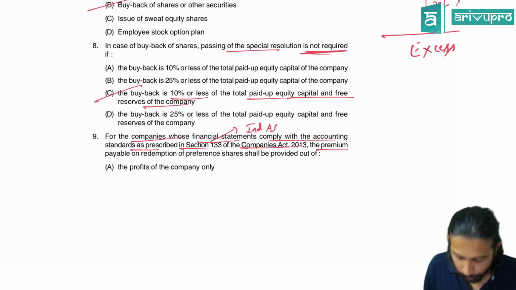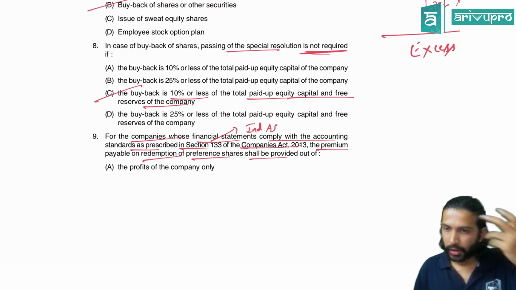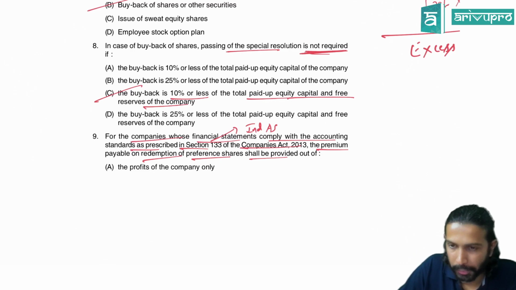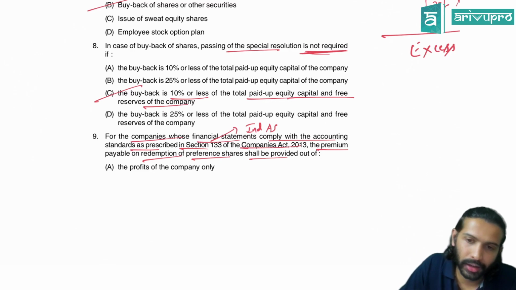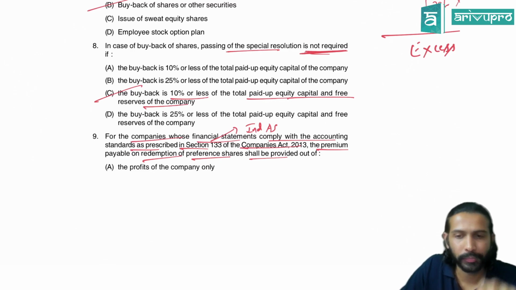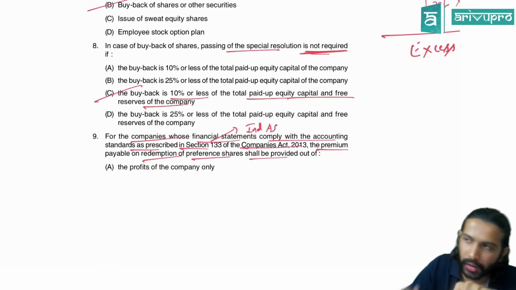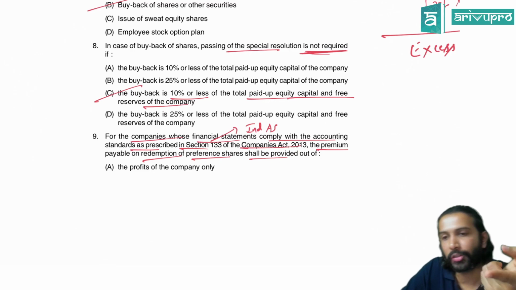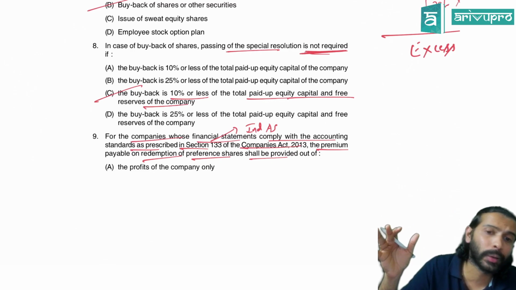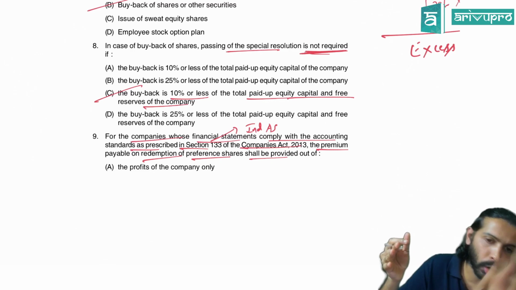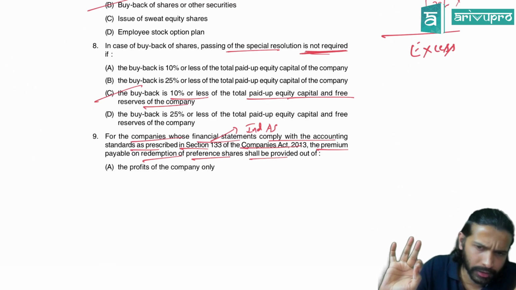The premium payable on redemption of preference shares shall be provided out of what? If you are redeeming preference shares at a premium, it is a loss, correct? Where do you transfer it to? To P&L. But hang on, you have securities premium. Securities premium has 5 purposes. One of the purposes is that if there is any premium on redemption of preference shares or debentures, then that loss can be adjusted with securities premium. If you don't have securities premium, then you will transfer the loss to P&L. That is the normal provision we have learned.